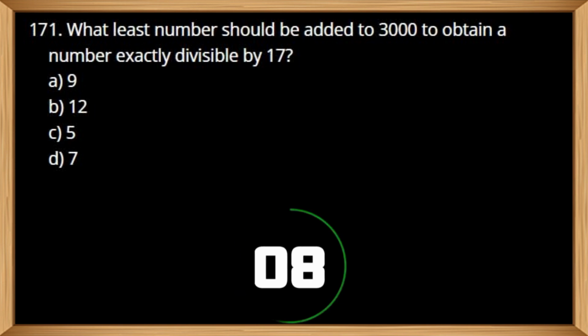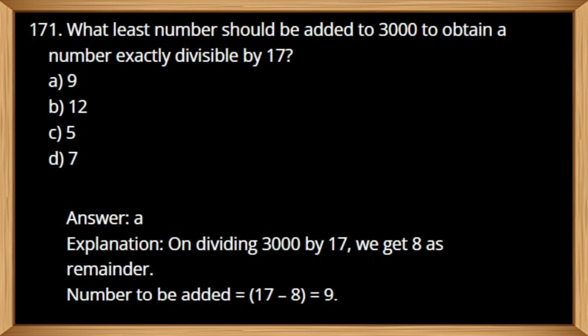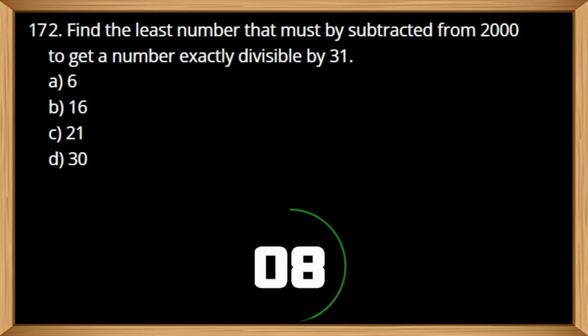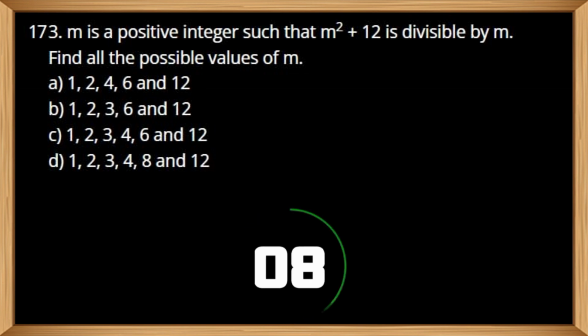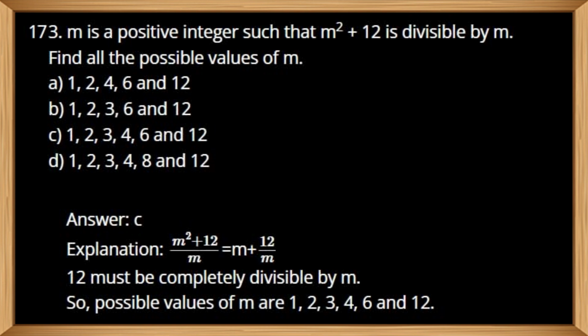What least number should be added to 3000 to obtain a number exactly divisible by 17? Option A 9. Find the least number that must be subtracted from 2000 to get a number exactly divisible by 31. Option B 16. m is a positive integer such that m square plus 12 is divisible by m. Find all the possible values of m. Option C 1, 2, 3, 4, 6 and 12.